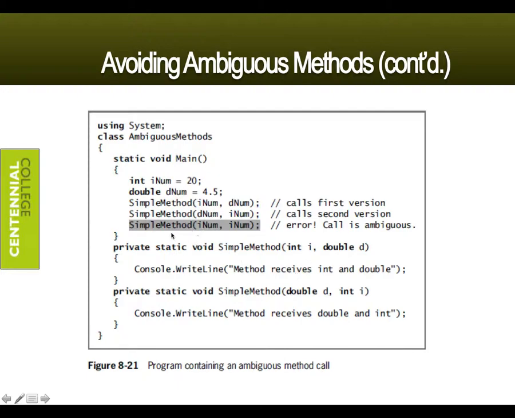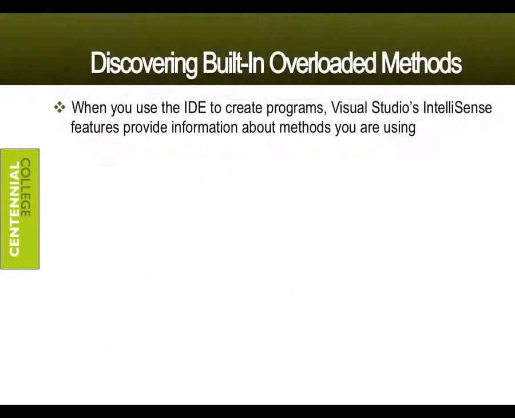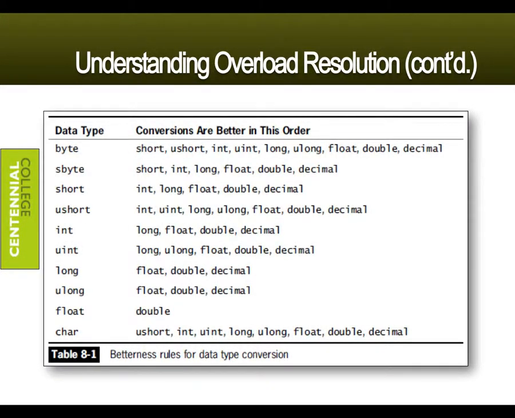But now we have this simple method down here. We're doing another method call, and this one has two integers. But remember the betterness rules, which I just mentioned: it's going to try and convert an integer into a double or something, making some conversions, because there is no integer-integer signature. There's an integer-double signature and a double-integer signature. So which one is it going to convert? It doesn't know, and therefore it'll cause an error.